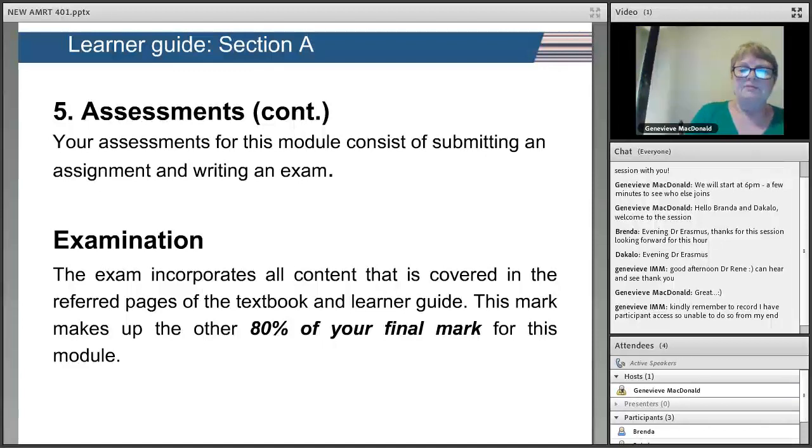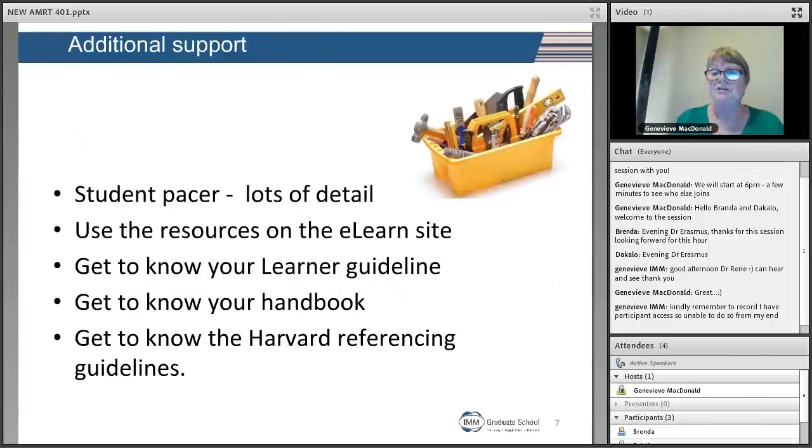The exam then comes at the end of the module, and that makes up 80% of your final mark. But you again have the ability to take your books with you. The problem is that you don't really have time in the exam to try and find the information. So you have to get to know your textbook and your learner guideline very well, so that you can quickly find that information when you do the exam.